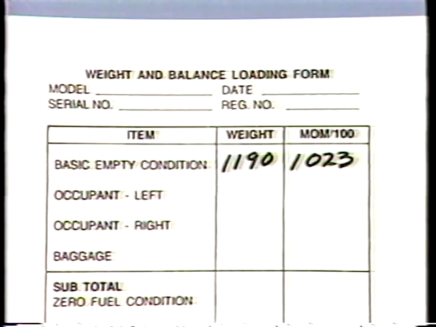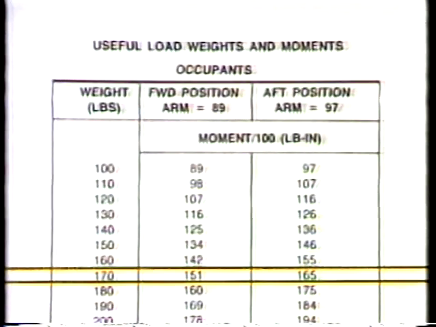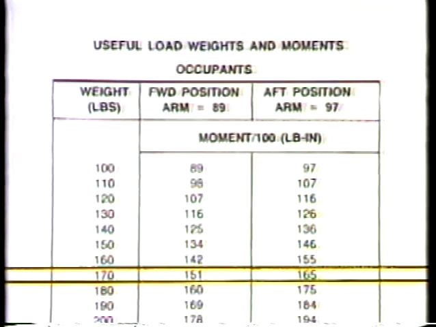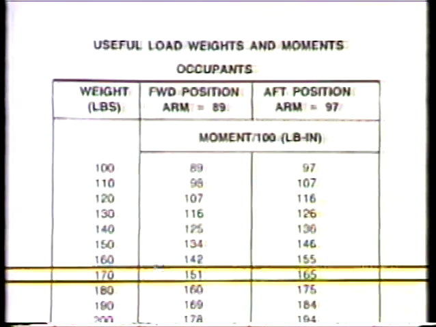As you can see, since moments are provided in the pilot's operating handbook, you don't have to multiply the weight times the arm for each weight item. The left and right seat occupants' weight and moments are found on this chart page. Since the occupants table gives different moments depending upon whether the seats are in the forward or aft position, let's assume that both occupants sit halfway between the two extreme positions.